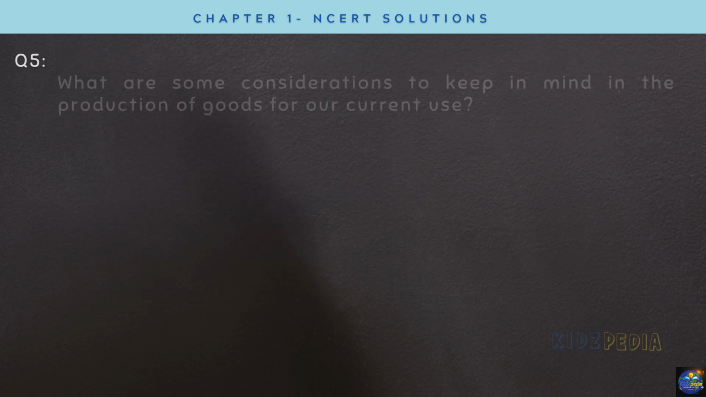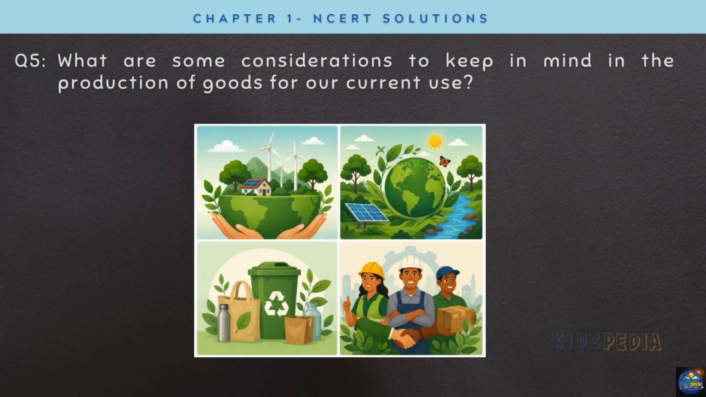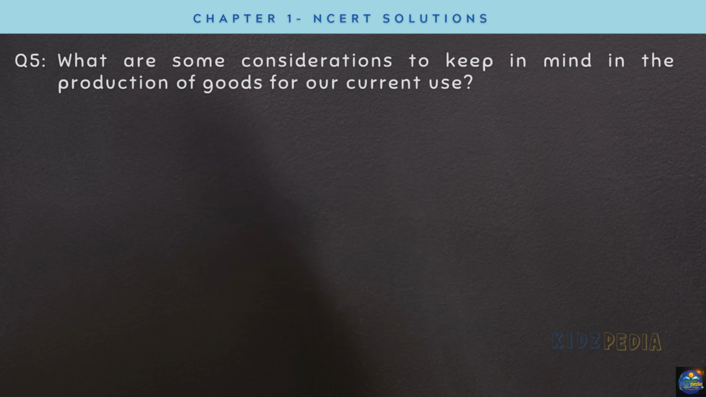Next question. What are some considerations to keep in mind in the production of goods for our current use? So, when we make goods, the production should be sustainable, eco-friendly, safe and fair, and it should have low waste. Good production is not just about making more, it is about making responsibly without harming people or nature.